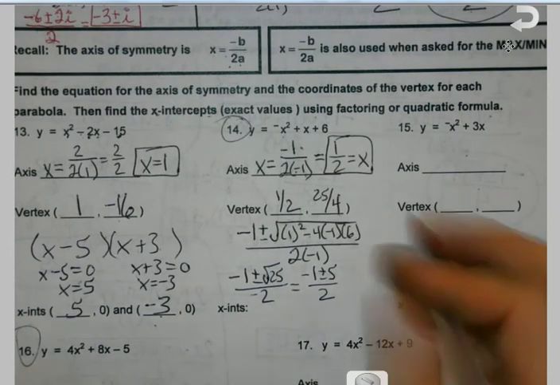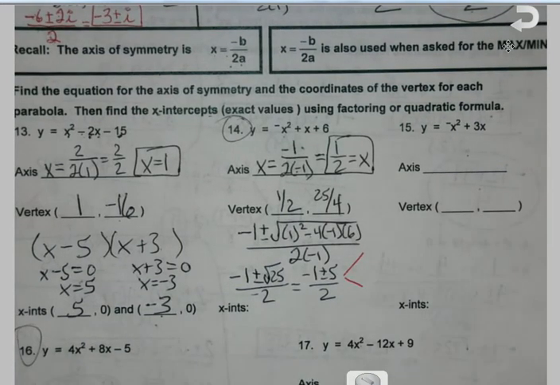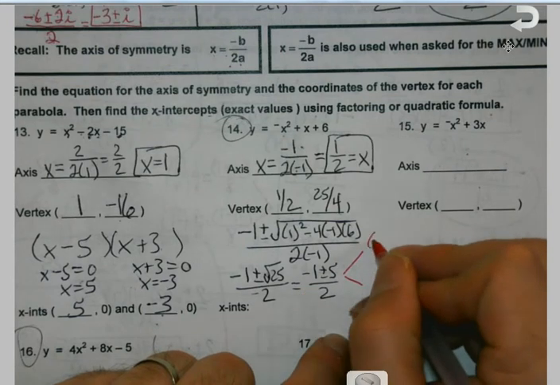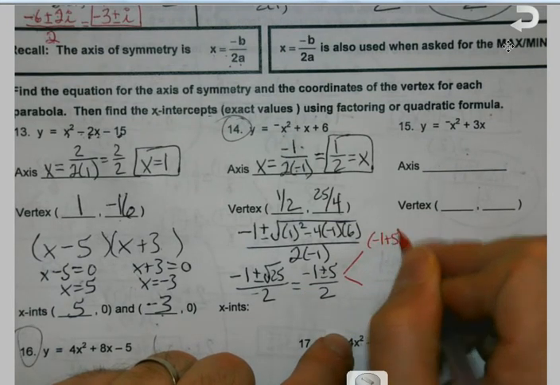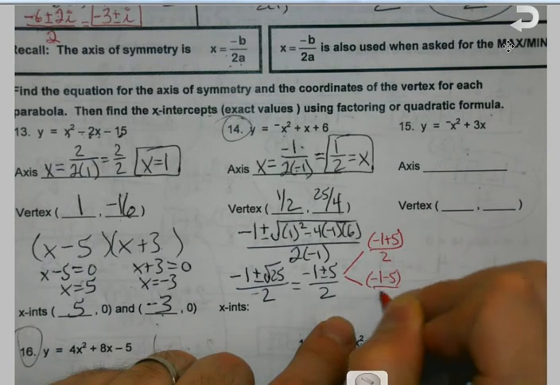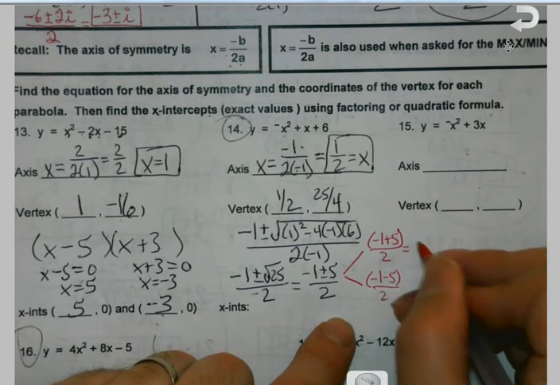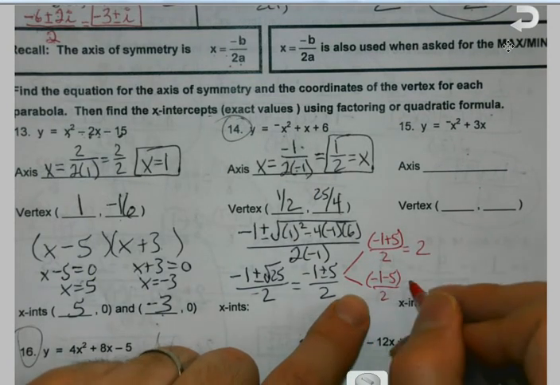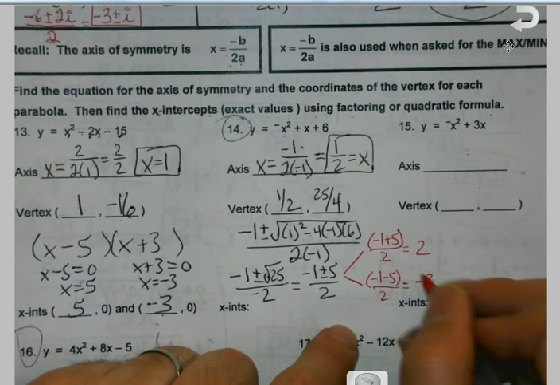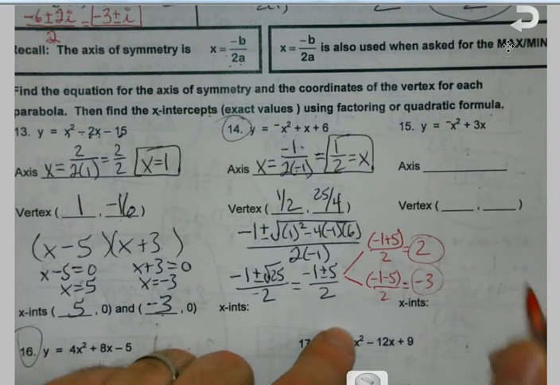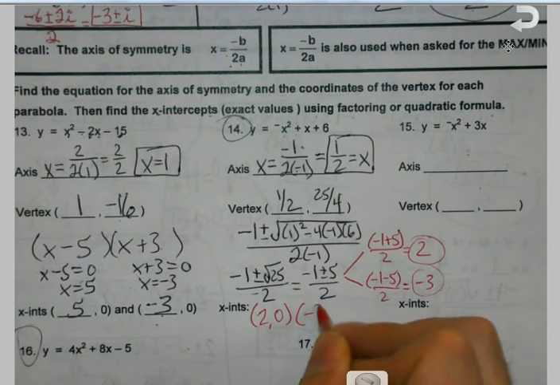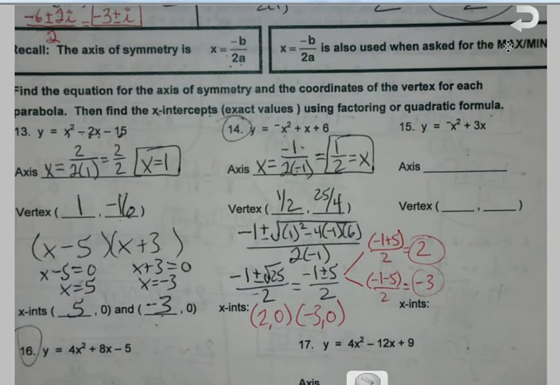And the perfect square lets me actually get to the values here. So let's see. Negative 1 plus 5 over 2. Negative 1 minus 5 over 2. 4 over 2 is 2. Negative 6 over 2 is negative 3. So my x-intercepts would be at (2, 0) and (negative 3, 0).